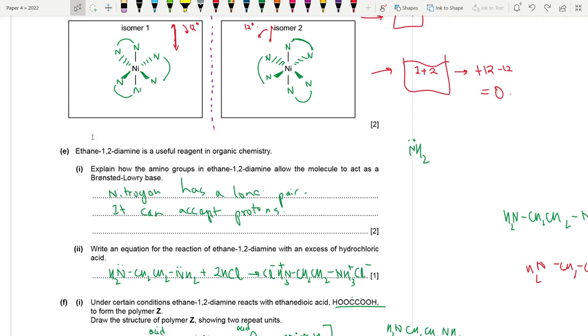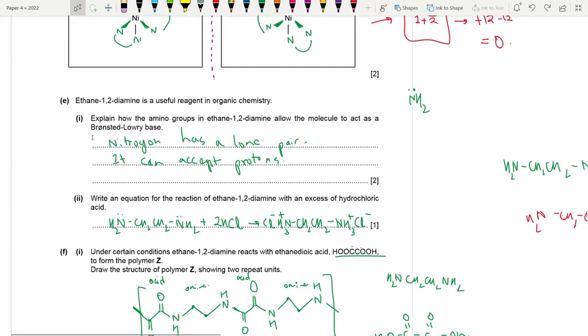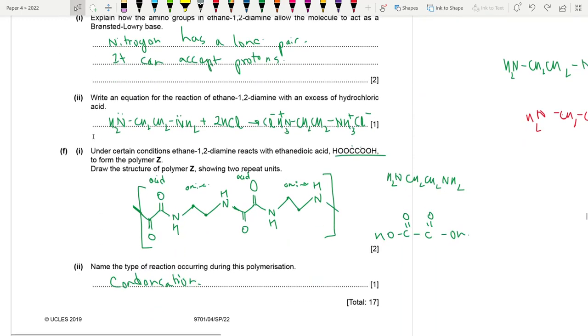So we are reacting ethane-1,2-diamine with an excess of HCl, as you can see. Since it's excess, we want both amine groups to act as proton acceptors, right? So both of them will turn into NH3+. And of course you need to show the chloride as well, Cl-, okay? And remember, for repeat units you need to show dangling bonds, but if they say draw a dipeptide or tripeptide, do not show dangling bonds, okay?